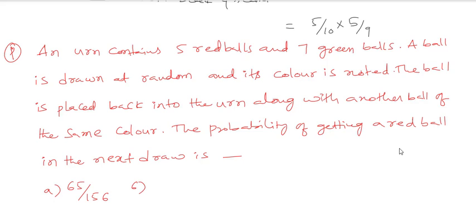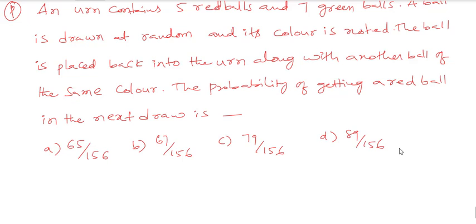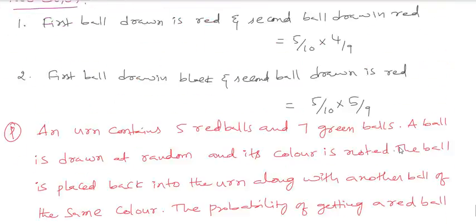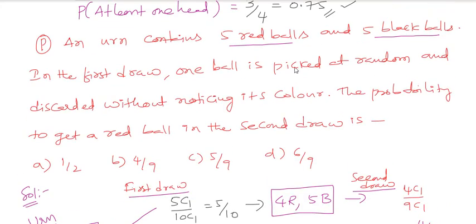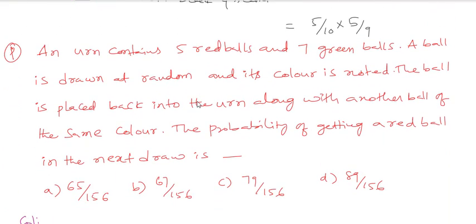Option A: 65 by 156. Option B: 67 by 156. C: 79 by 156. D: 89 by 156. So this is the question. The earlier question is only a slight deviation. Earlier, the previous question, one ball is picked at random and discarded without noticing its color. But here in this problem, they took the ball and noticed the color. What did they do here?